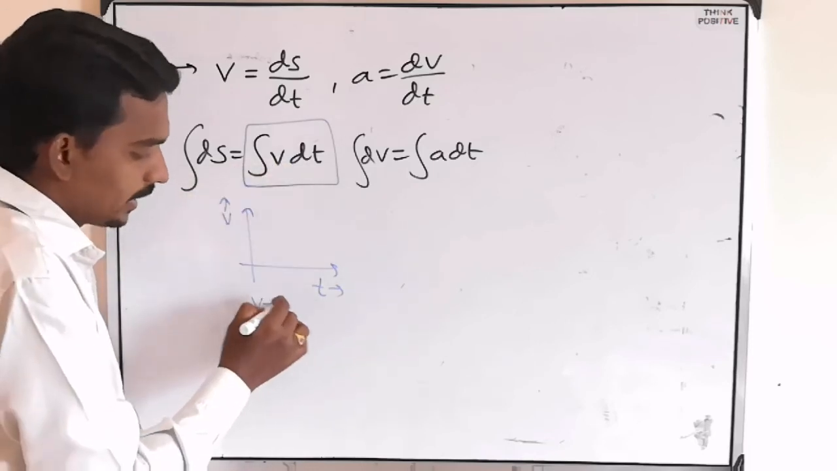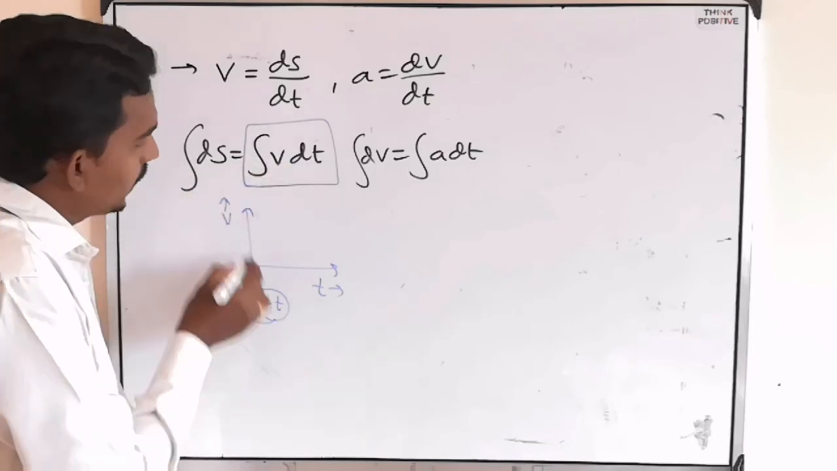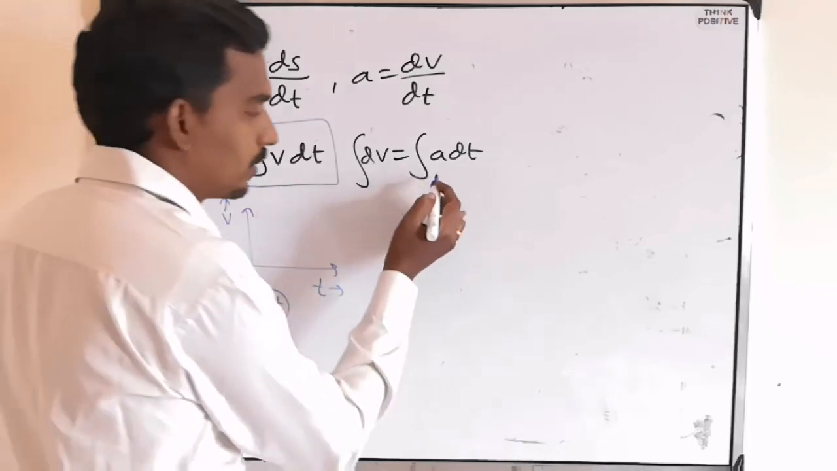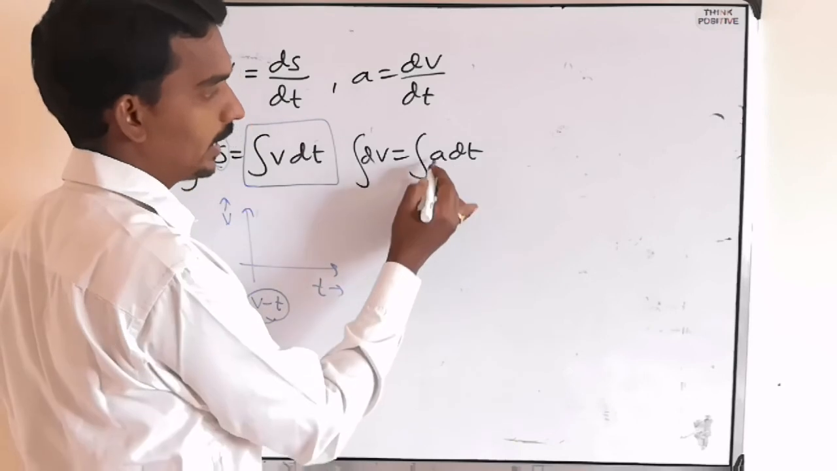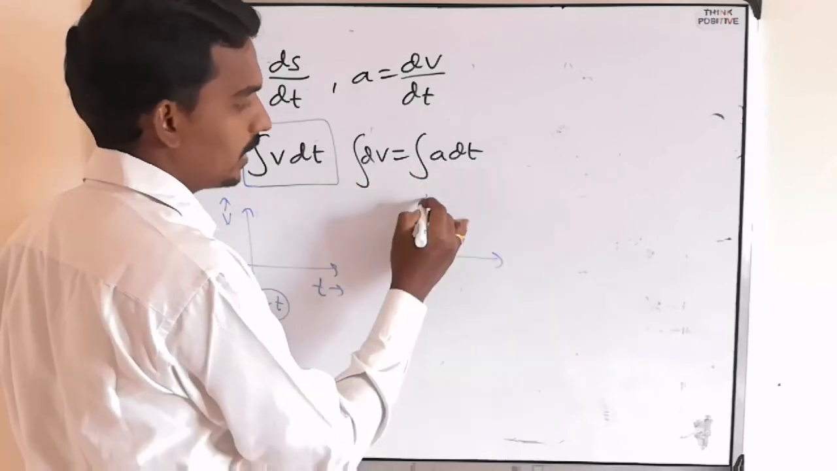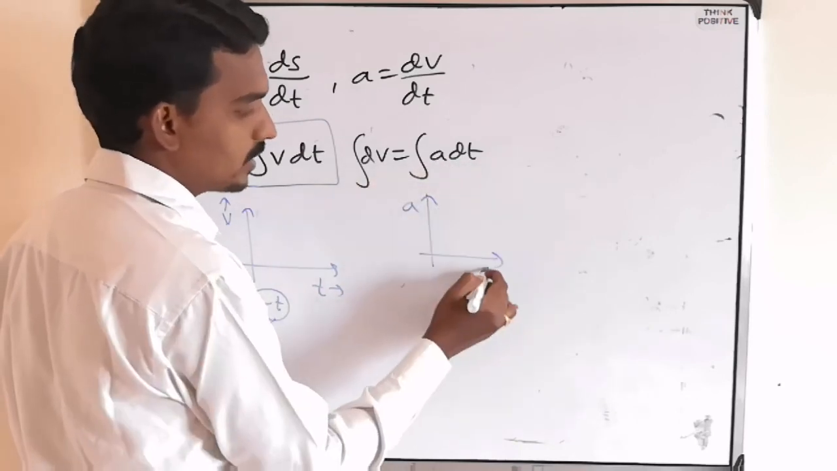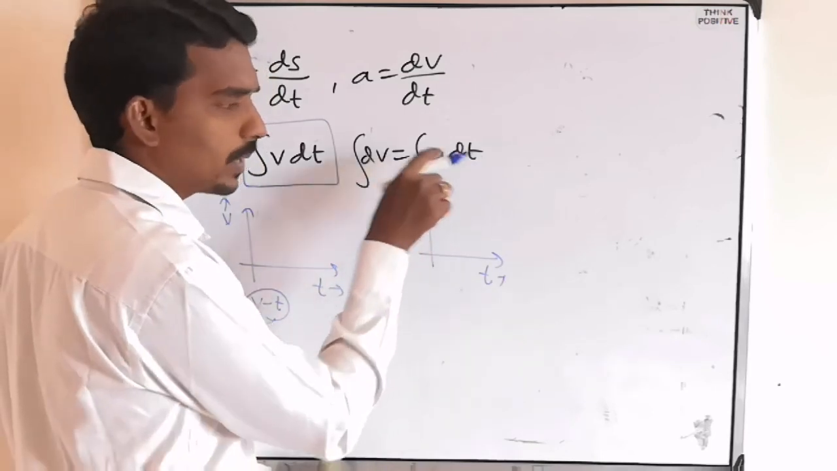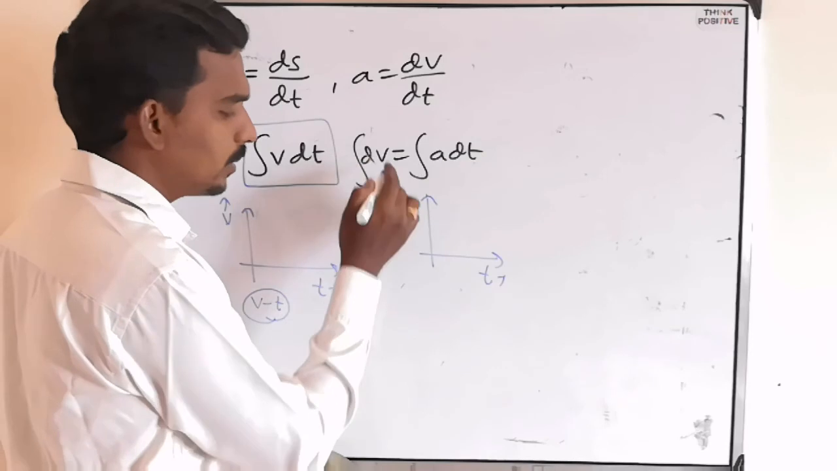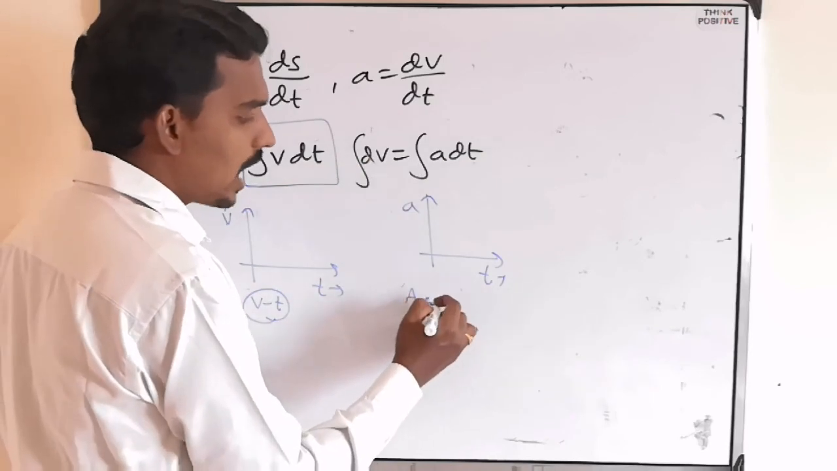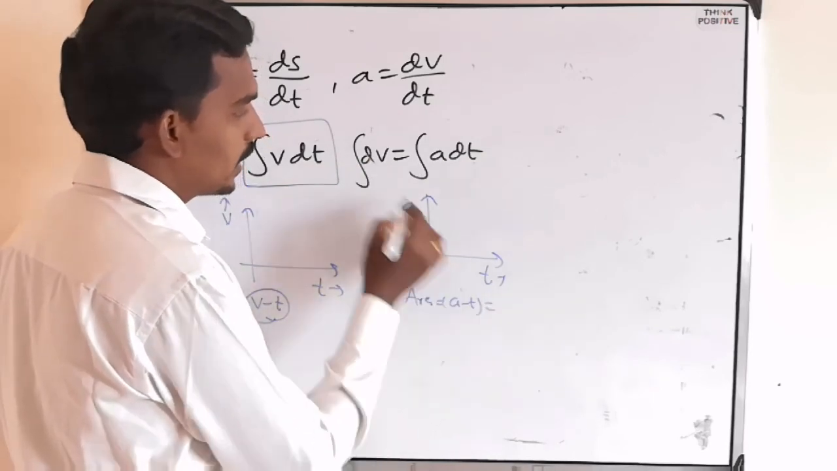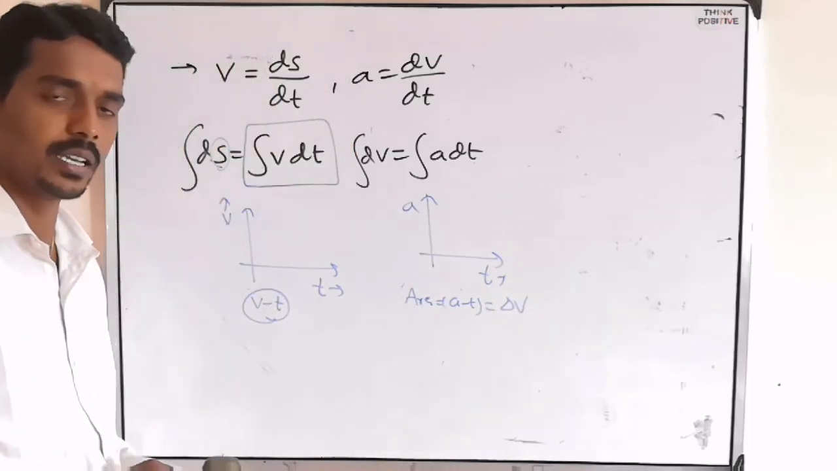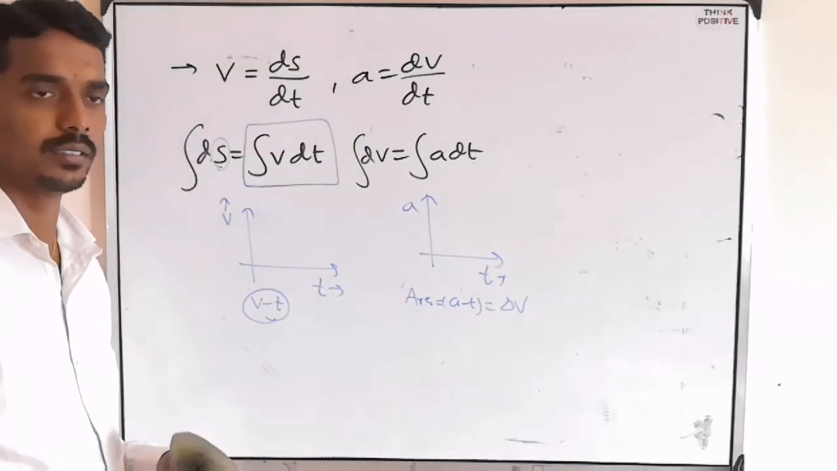Which graph? The VT graph. So the area below the VT graph should give what? Displacement. Here if you take integration of a dt, that means a is on the y-axis, t is on the x-axis. It is like integration of y with respect to x. That is nothing but area. So the area of the AT graph is equal to what? Change in velocity.